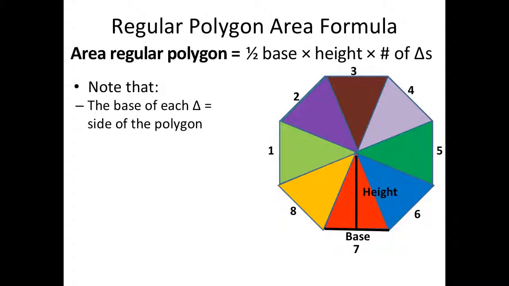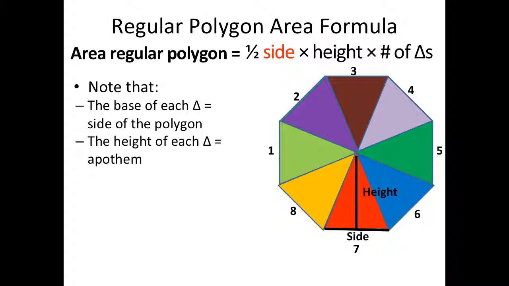Now note that the base of each triangle is the side of the polygon. So in our formula, let's change the word base into simply the side of the polygon. So now instead of having 1/2 base times height times the number of triangles, we're going to have 1/2 times the side times the height times the number of triangles.